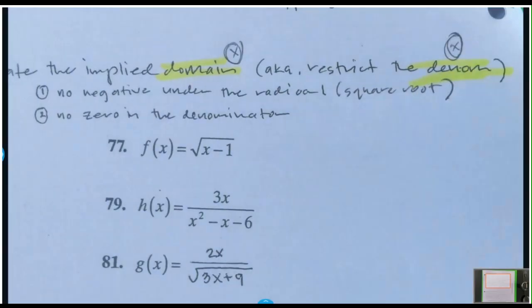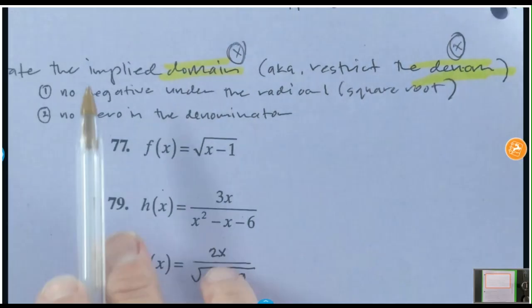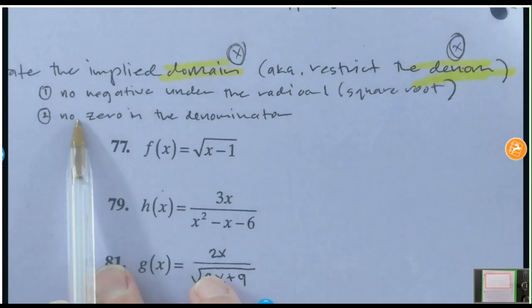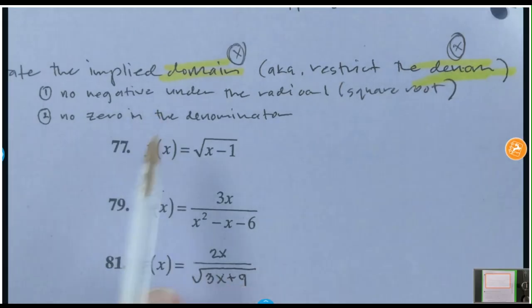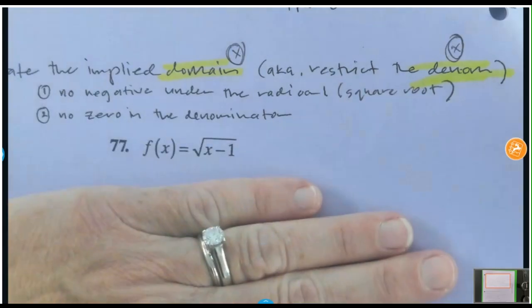All right, number 77. Let's look at this problem. Number 1, well, number 2, I've reversed them. No 0 in the denominator. Does number 77 have a denominator? No, there's a 1 down there, but there's nothing in the denominator for number 77. We're just looking at 77. Let's not go past that.